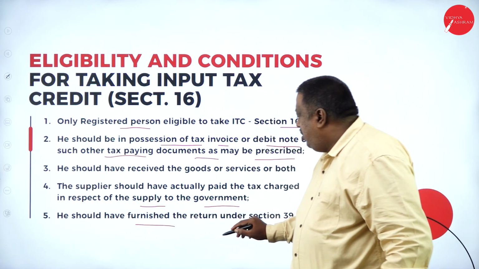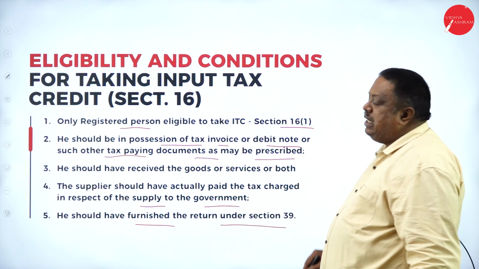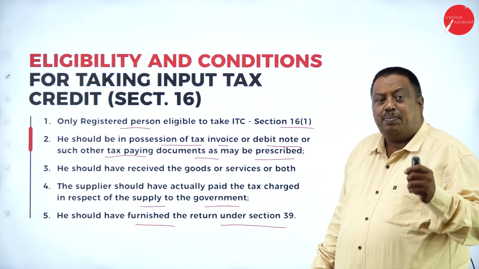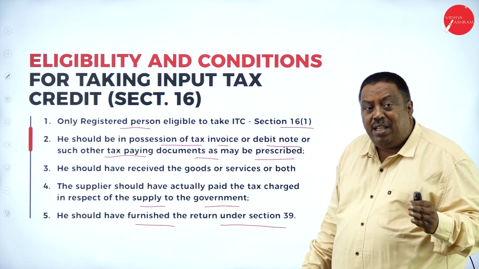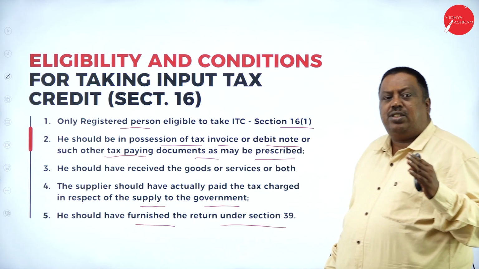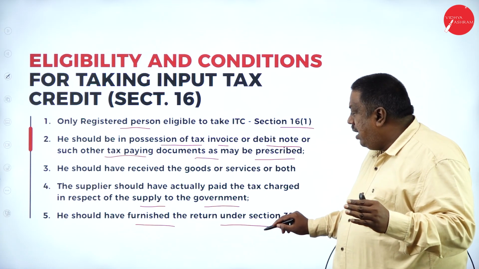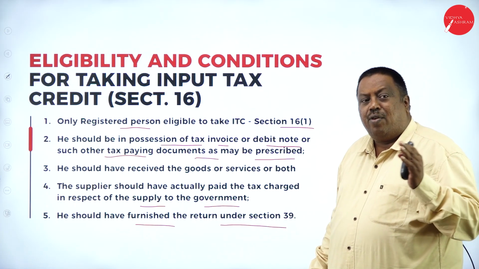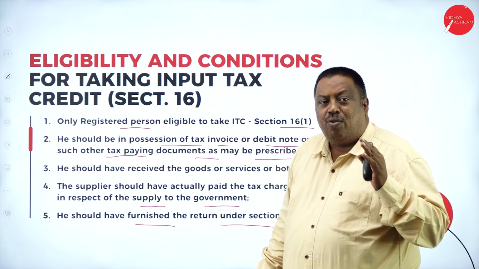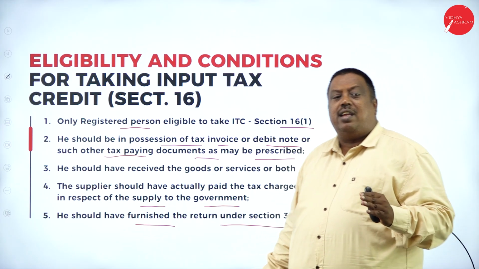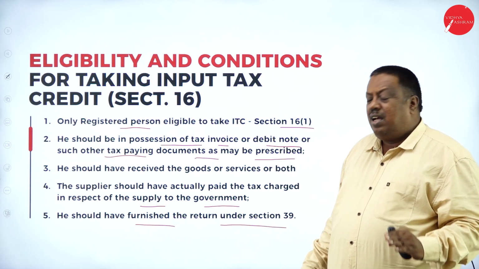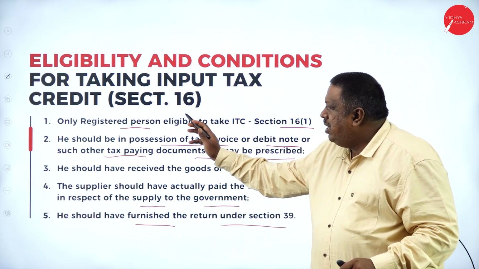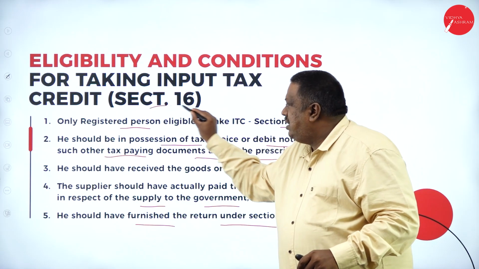He should have furnished the return under section 39. Means the GST return should be filed as per section 39 to claim the ITC. As per the GST Council under section 39, if he has followed all the instructions, when to file the returns, what documents have to be submitted, and what terms and conditions are there, if he has fulfilled all the things according to section 39, then he is eligible to claim ITC under section 16.